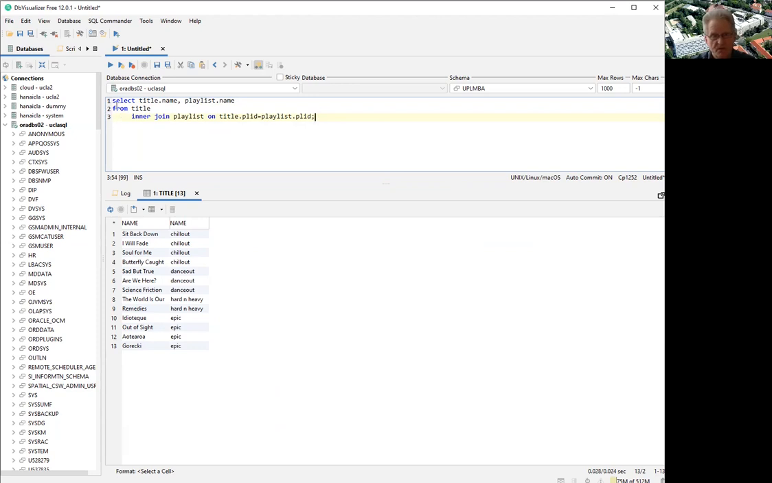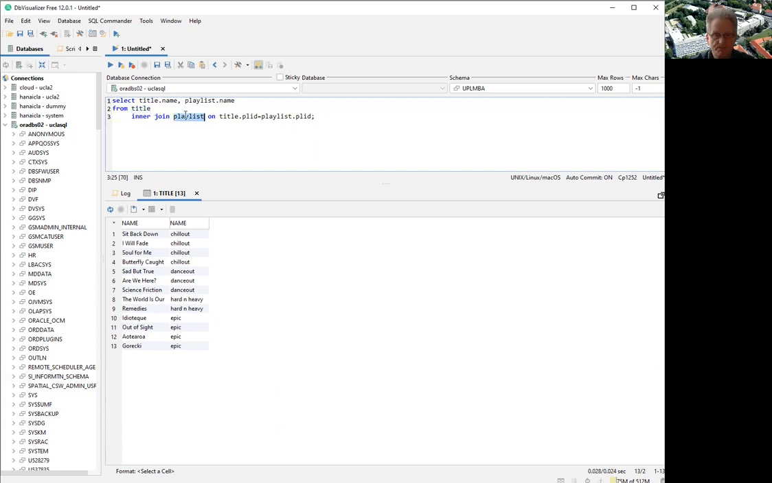First of all, now after the from, there is not a single table as we have had it before, but there is a combination of tables via the inner join operation. So table 1, inner join table 2. So title inner join playlist.